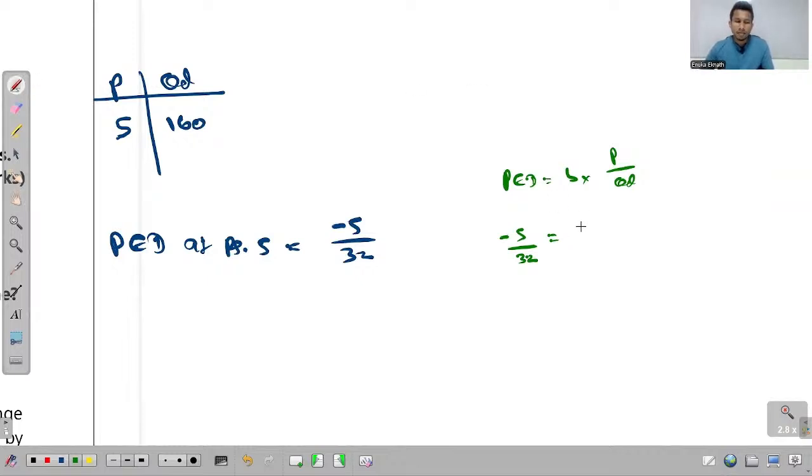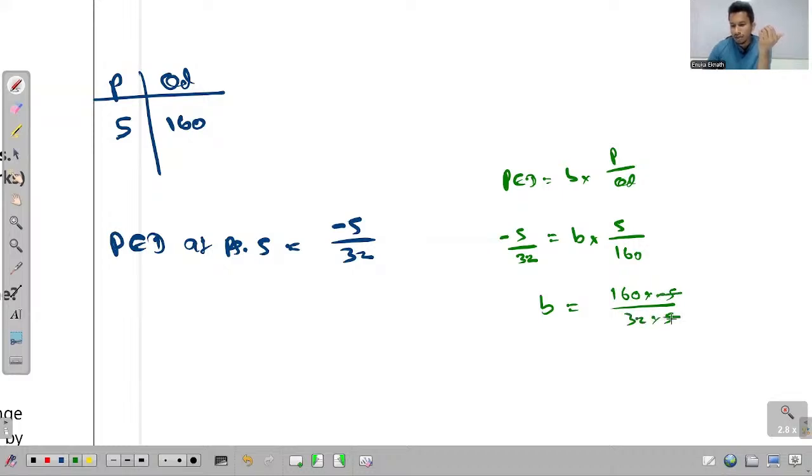And then B is the unknown value that we try to find. When the PED is this much, price is rupees 5. So you write 5 divided by, when the price is 5, QD is 160. That's given to us. So that's very easy. We can solve this equation for B. Then B is equal to 160 into minus 5 over 32 into 5.